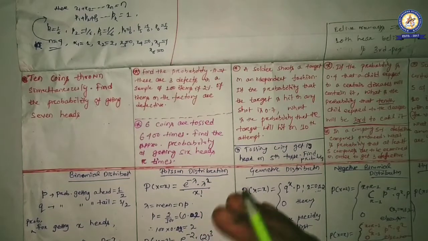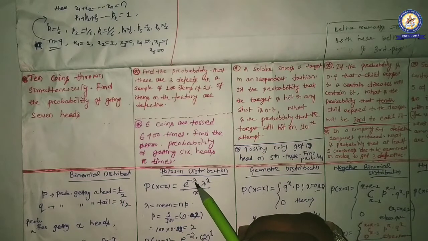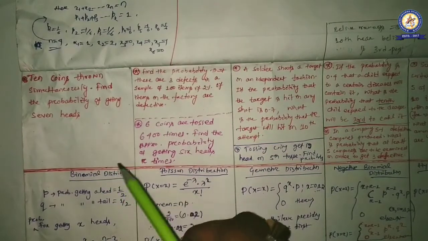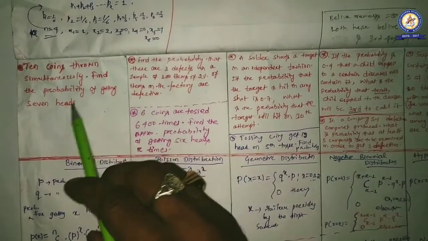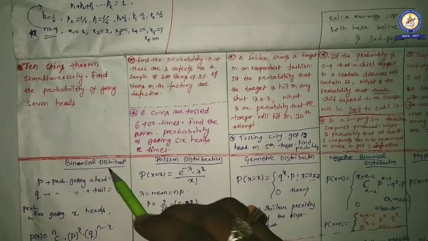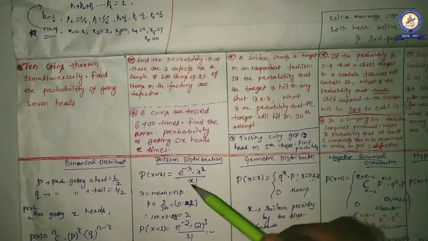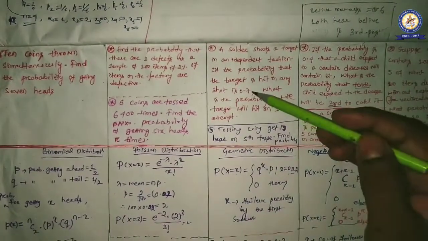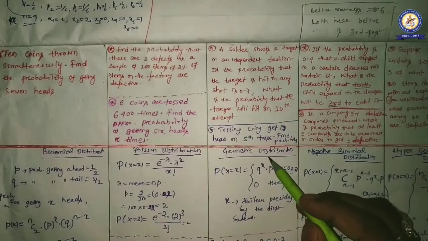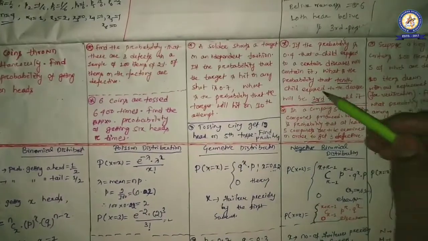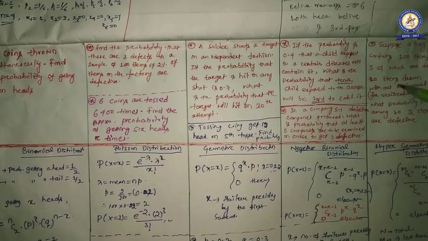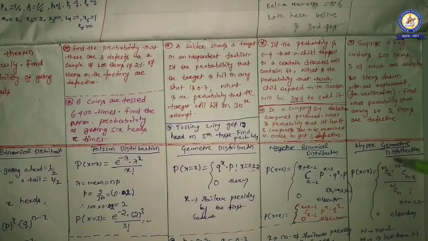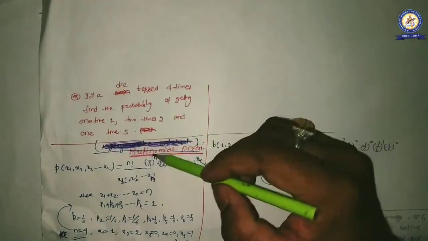In this video, we are going to discuss some numericals belonging to different discrete distributions. This question belongs to binomial distribution. These two questions belong to Poisson distribution. These two questions belong to geometric distribution, and these two belong to negative binomial distribution, and this question belongs to hypergeometric distribution, and this question belongs to multinomial distribution.